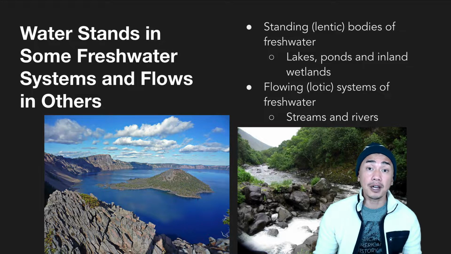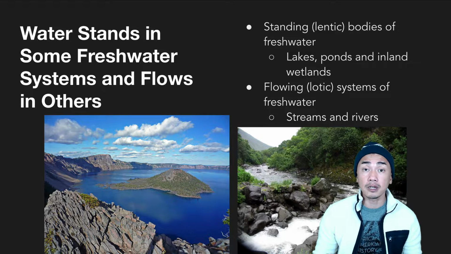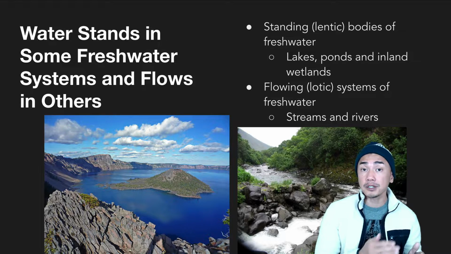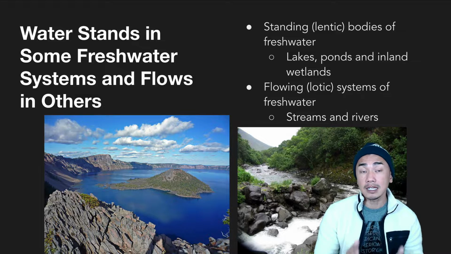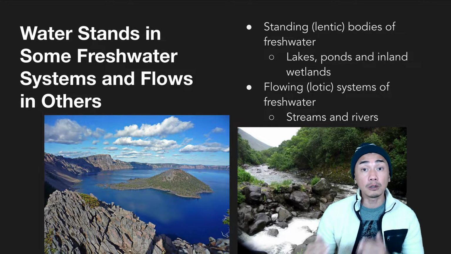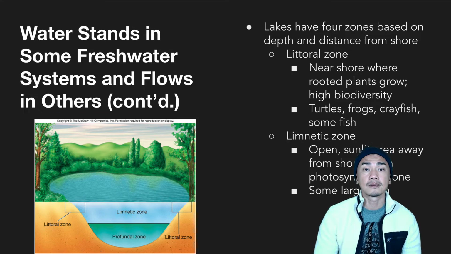First, we can divide freshwater ecosystems depending on whether the water there is still or moving. In places where the water is still or standing, we use the word lentic. These are our lakes, ponds, and inland wetlands. In places where the water is moving or flowing, we use the word lotic. These are our streams and rivers. Let's start with still, standing, or lentic systems.